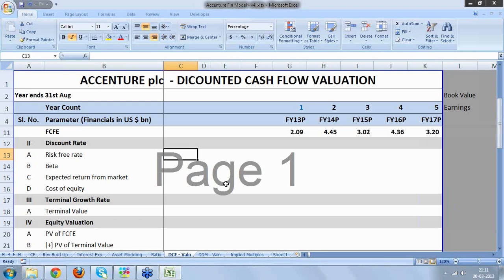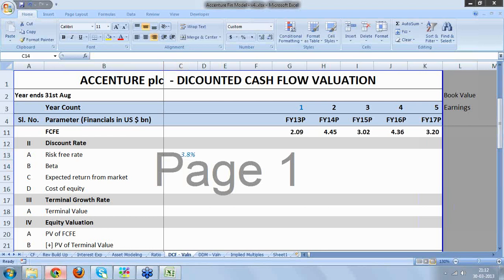Risk-free rate in India or in Asia is close to 7.5%. On the North America side, it's 2%, 2.5%. So a weighted average risk-free rate anywhere between 3.5% to 4% is suitable for this company, so I'll take 3.75%.